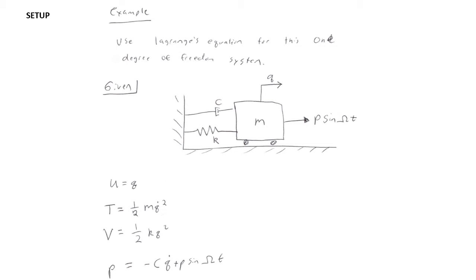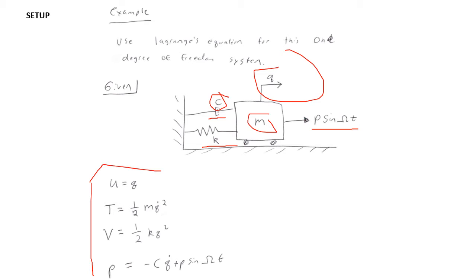So for our setup, I redraw my given diagram. Here I have my spring constant k, my damper with value c, our q value, our mass m, and our external load P times the sine of omega t. We have our relationships over here for u, kinetic energy, potential energy, and P. Again, we want to use Lagrange's equation for this 1 degree of freedom system.